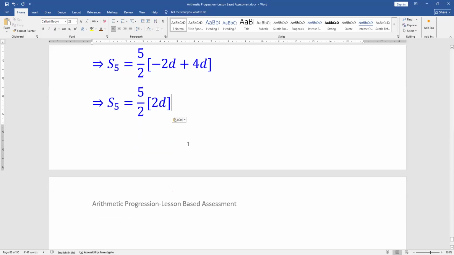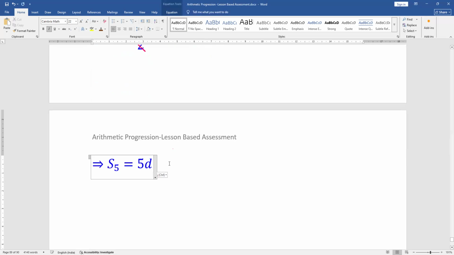Now here something gets cancelled. This 2 and this 2 get cancelled because they are multiplications. When there is a number followed by a bracket, it means multiplication, so I can easily cancel. This 2 and 2 is gone. So S5 is equal to 5D.